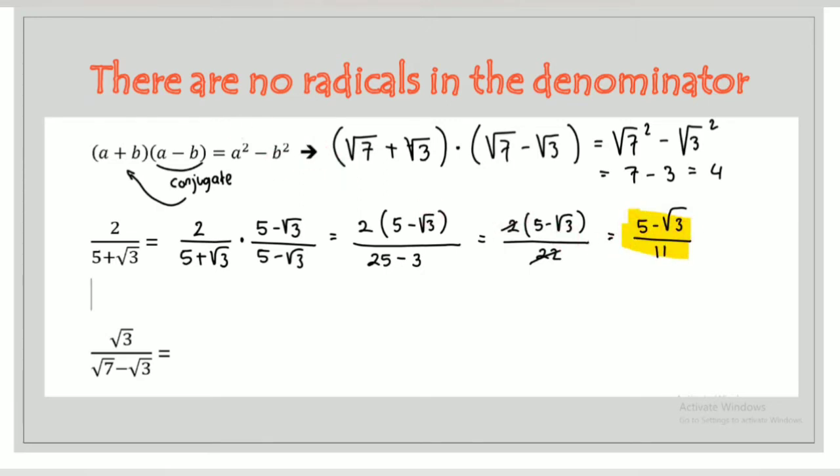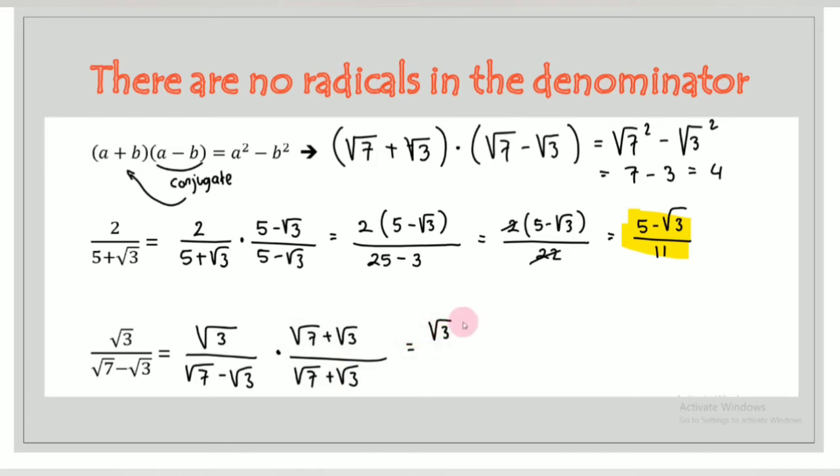And how about the second one? Okay, you don't have to pay attention to the numerator because we allow the numerator to have radicals. The thing is, we need to get rid of the radicals from the denominator. So multiply by the conjugate of the denominator, which is square root of 7 plus square root of 3 over square root of 7 plus square root of 3. The rest is the same: multiply the numerator, square root of 3, by this, and then over it. Now, square root of 7 squared is 7, so it's as simple as 7 minus 3.